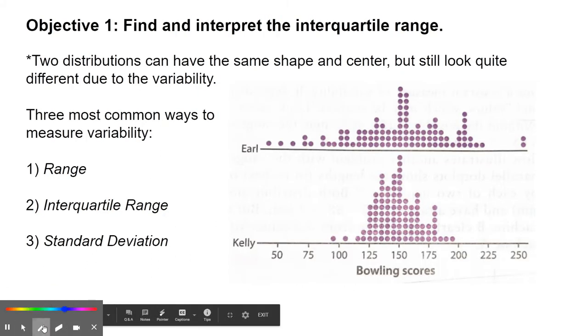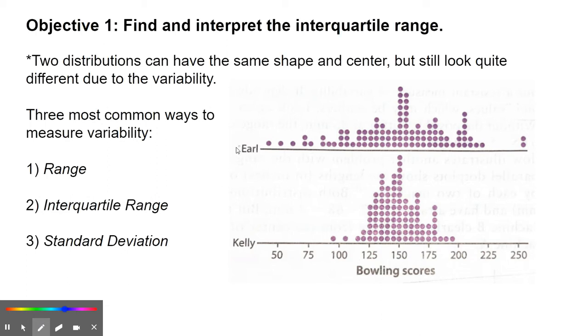Okay, so there are 3 ways to measure variability, and the reason we have 3 ways is because of how each of them is impacted by the data. Two distributions can have the same shape and center, but still look quite different due to variability. So let's talk about these 2 dot plots. I would say that the center is right around the peak. I'm going to draw it here. So this is the center.